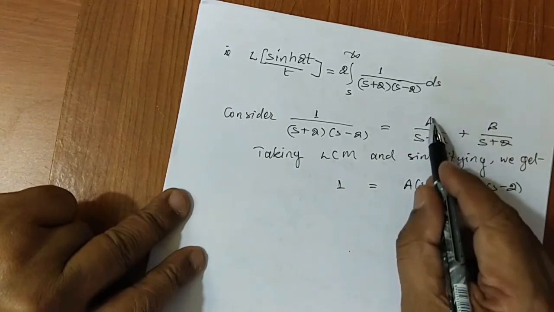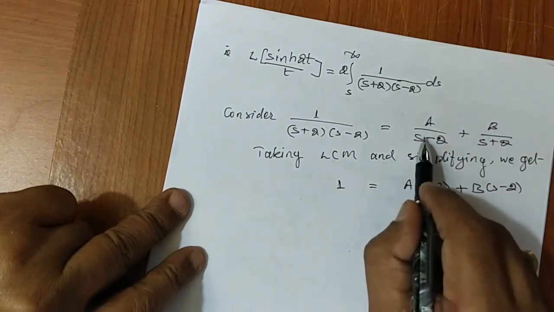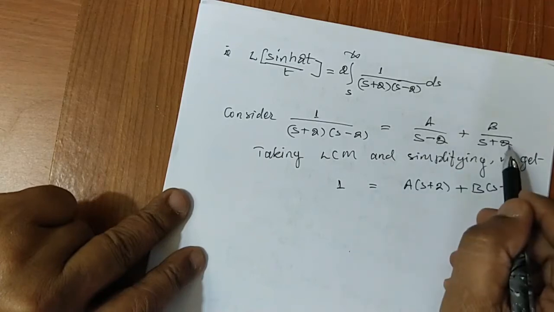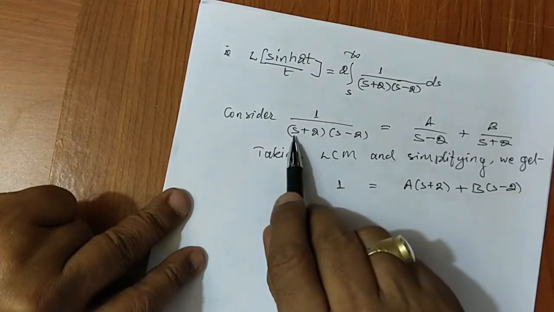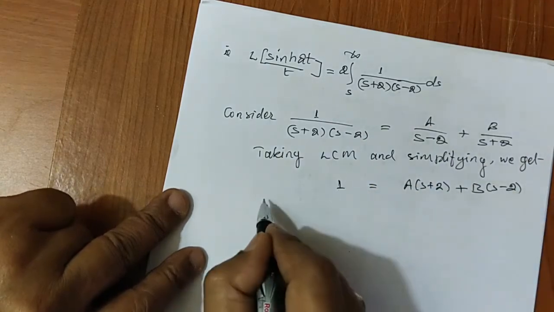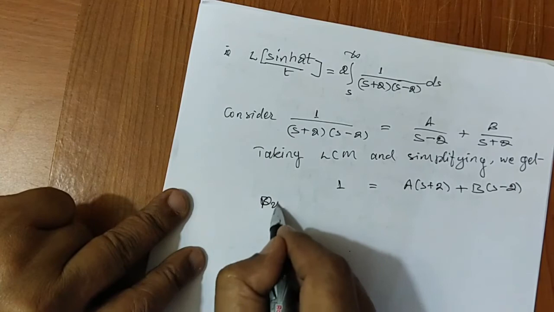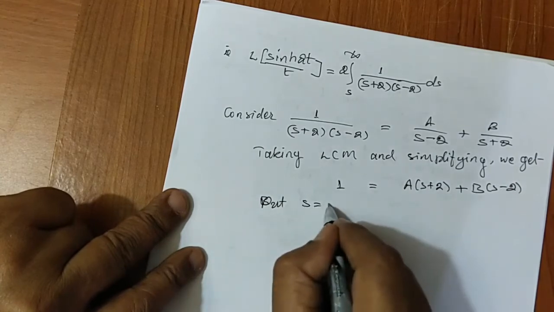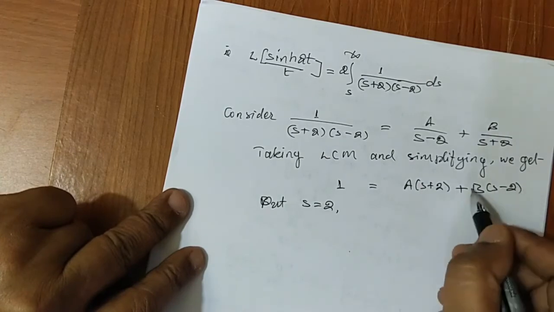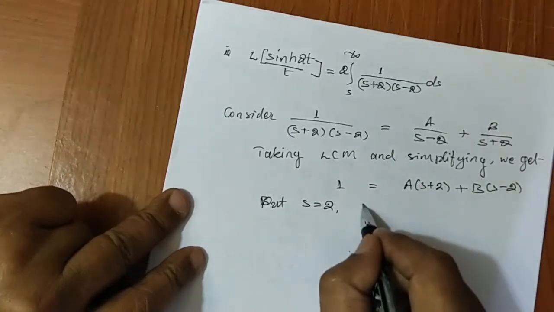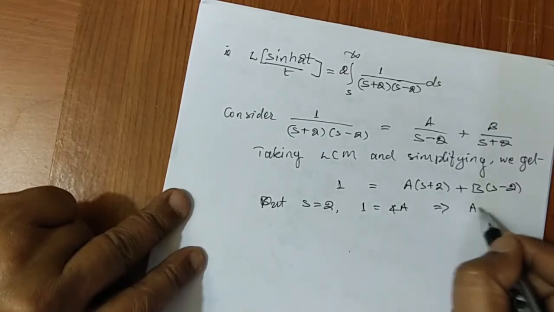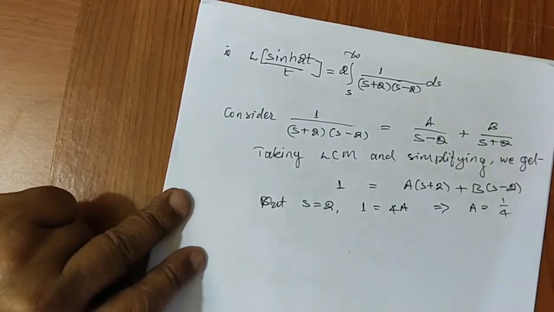Cross multiplying gives s minus 2 times s plus 2. Now what I should do is put s equal to 2. If I put s equal to 2, 2 minus 2 is 0, so that term becomes 0. So 1 is equal to 4a. This implies a is equal to 1 by 4.